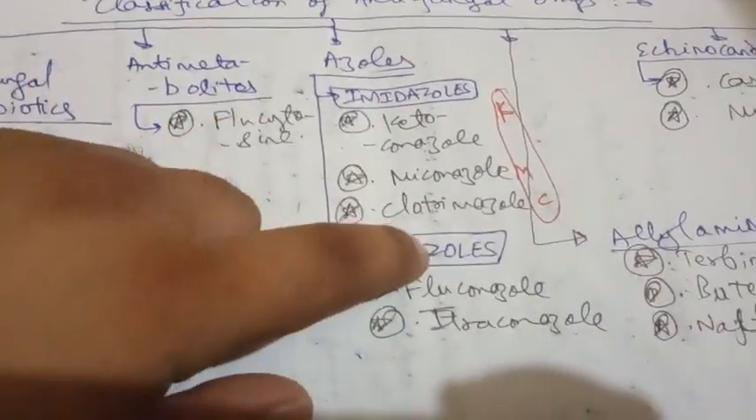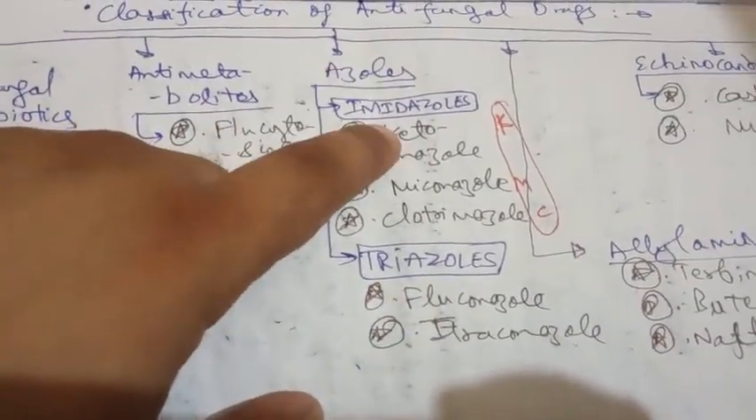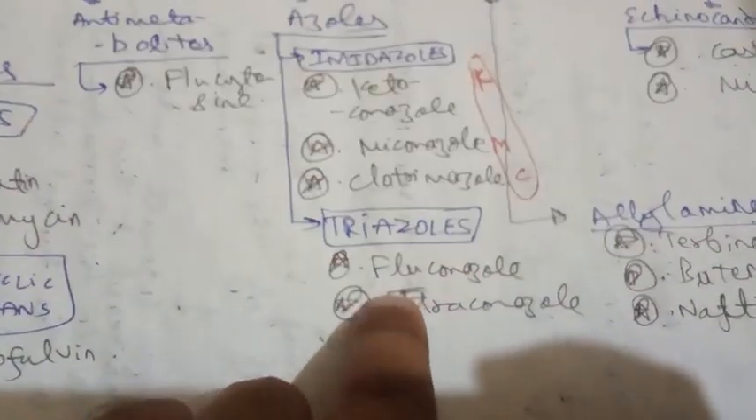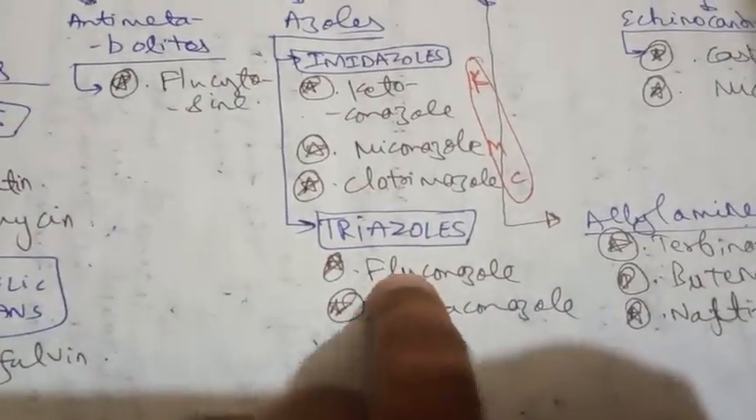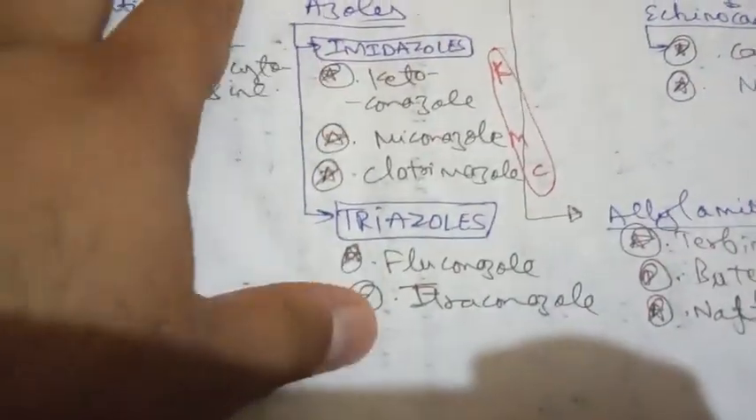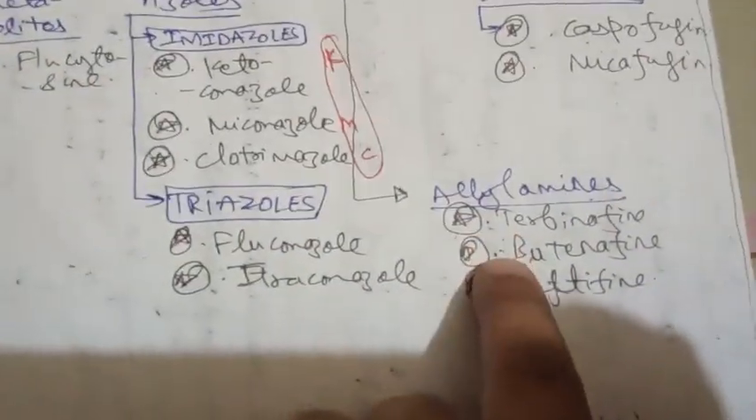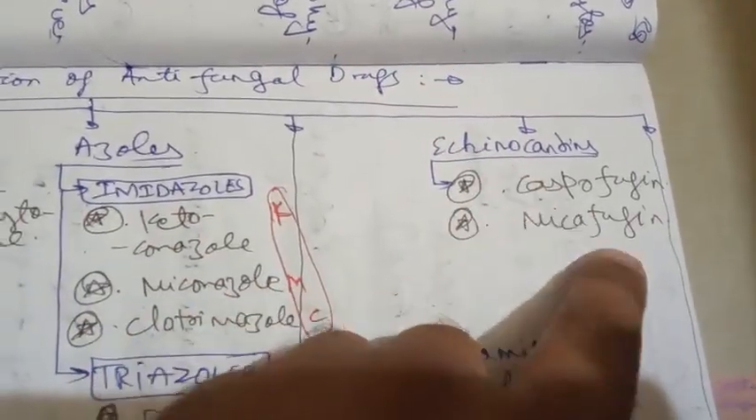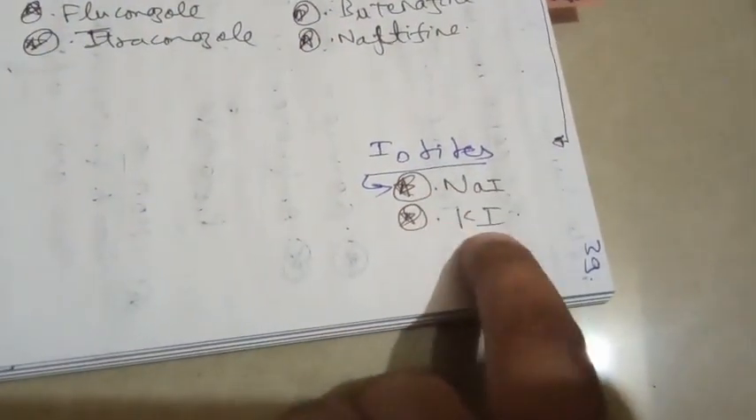Azoles include imidazoles and triazoles. Imidazoles include ketoconazole, miconazole, and clotrimazole, KMC. That is the mnemonic which I made. And triazoles include fluconazole and itraconazole, FI. Next, allylamines include terbinafine, butenafine, and naftifine. Echinocandins include caspofungin and micafungin. And iodides include sodium iodide and potassium iodide.